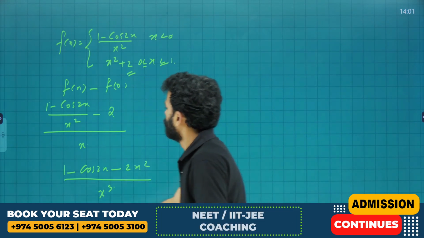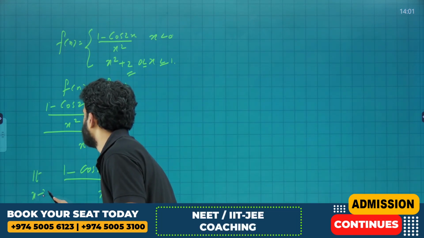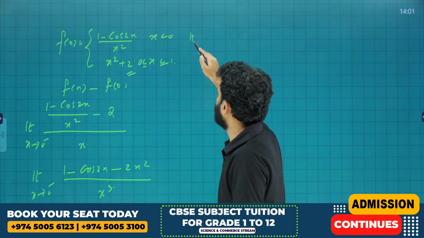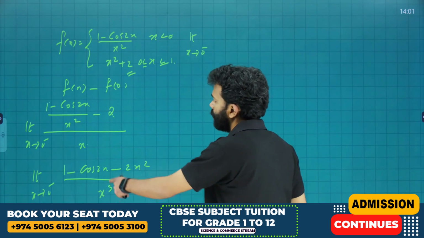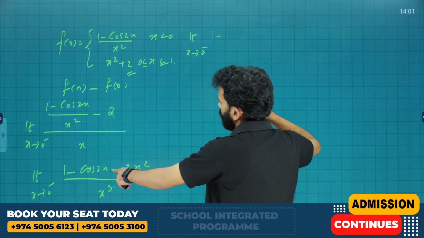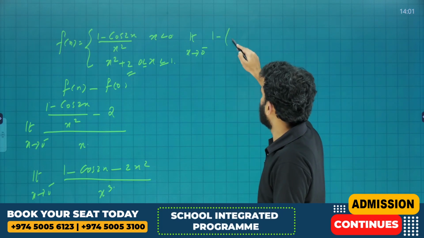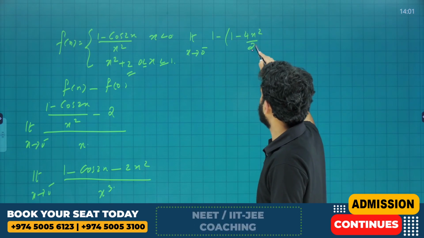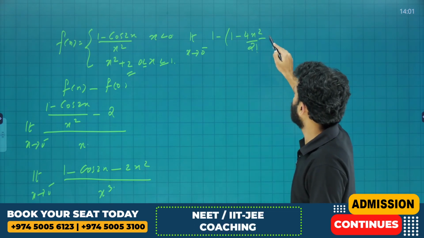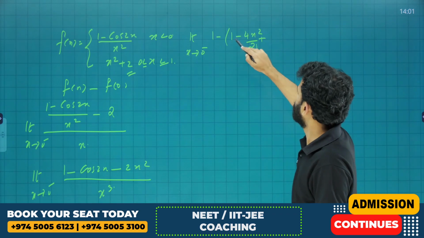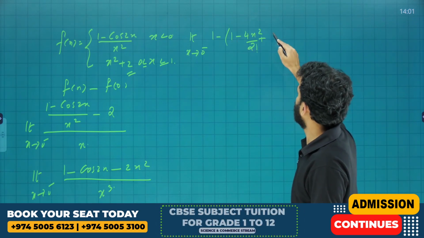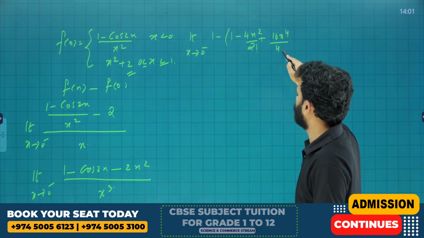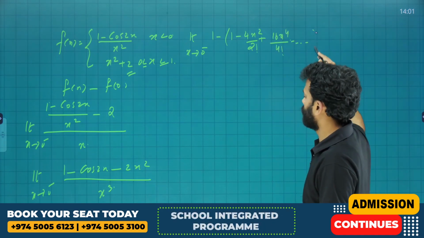Okay, let's formulate this. Here we have limit x tends to 0 minus. Therefore, it will be limit x tends to 0 minus of 1 minus cos 2x. See what cos 2x is: that is 1 minus 4x square by 2 factorial, plus, sorry, minus, x square, x cube, right? That is x raised to 4, that is 16 x raised to 4 divided by 4 factorial, minus etc.